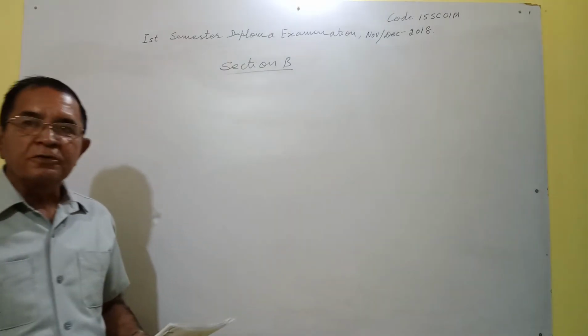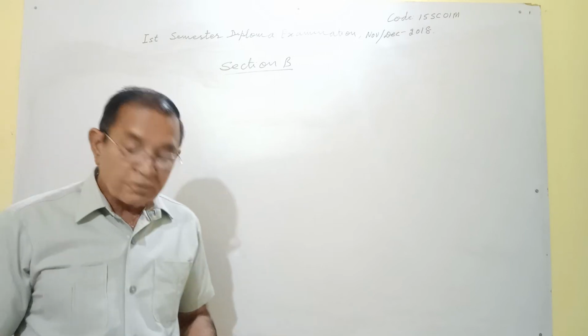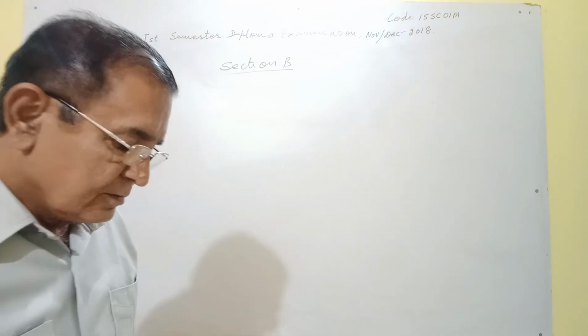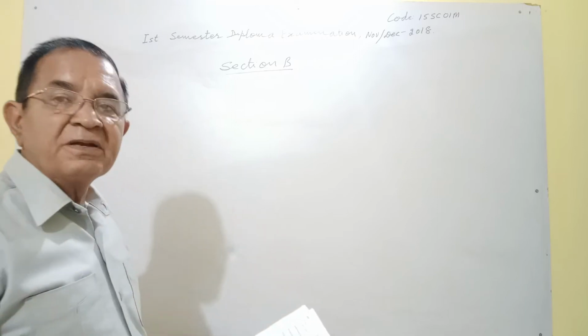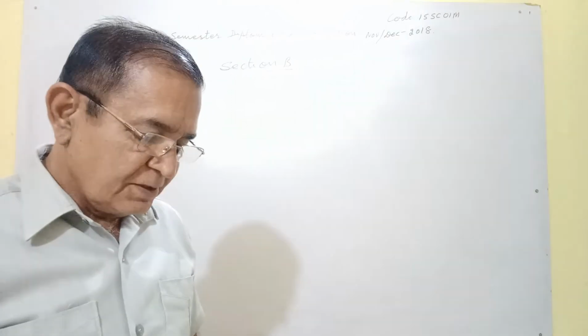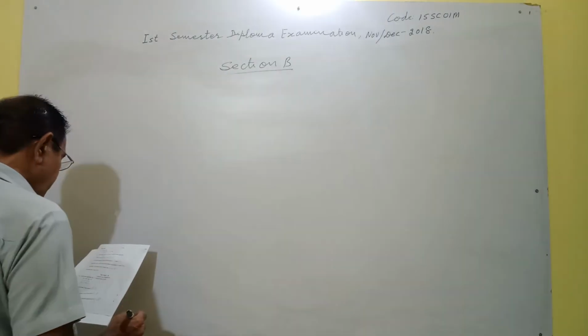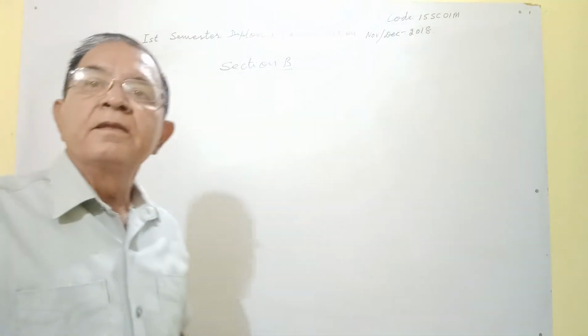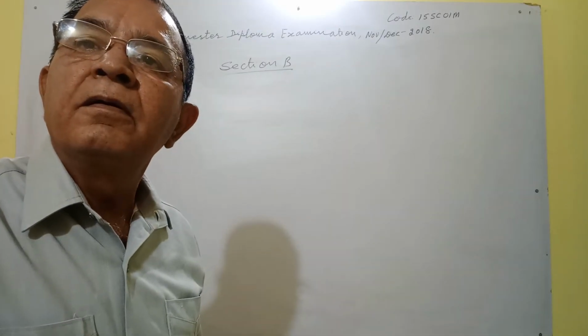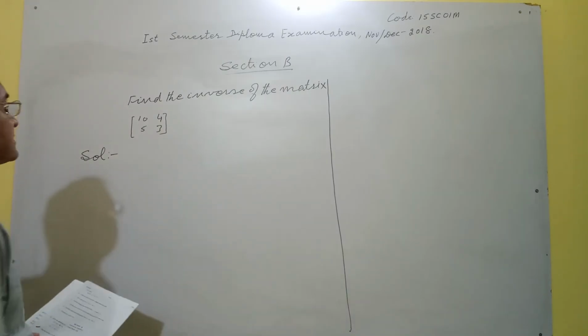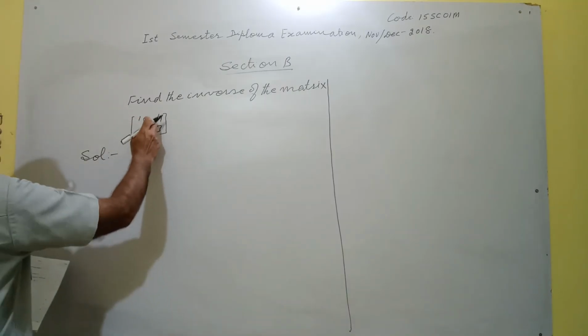In the last video, I could not complete the 17th question of section B. So I am going to start that because of some reason it happens. So I am going to complete it today. That is, find the inverse of the matrix 10, 5, 4, 3.